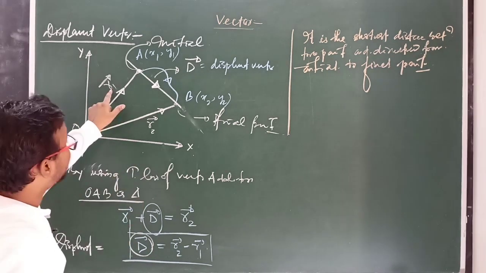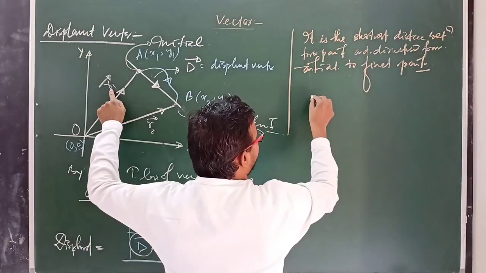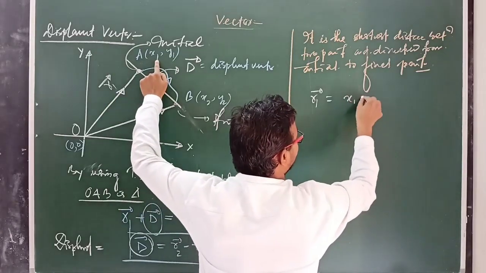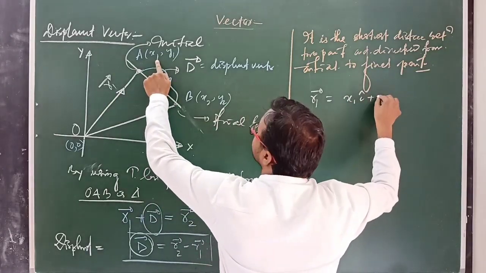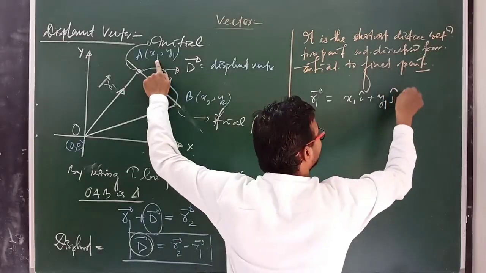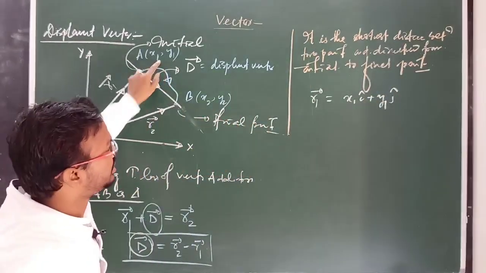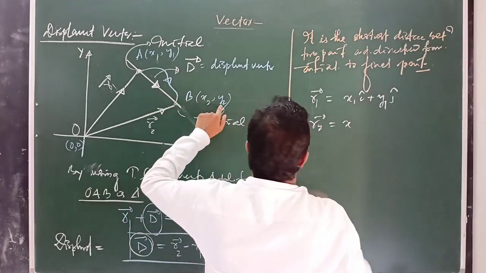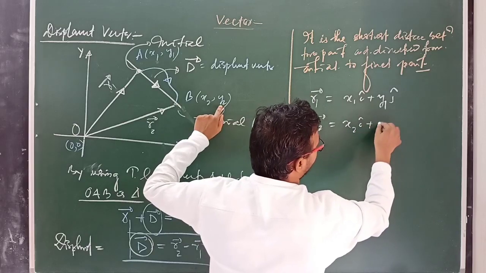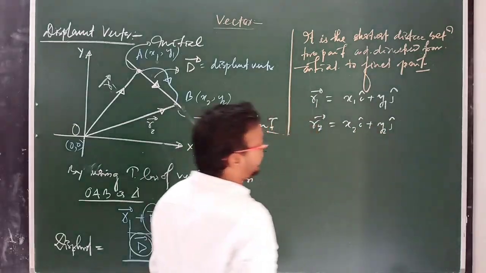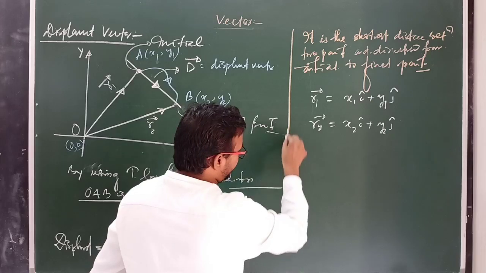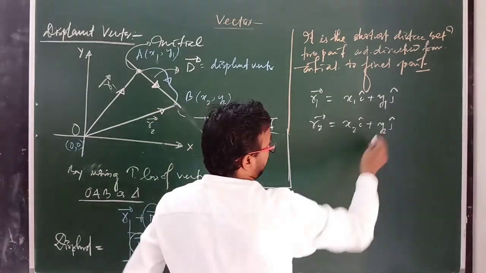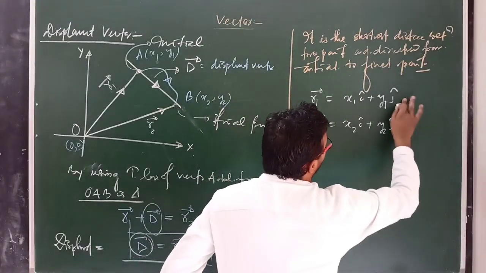Okay. So what is the R1 vector? We already discussed what R1 is. R1 equals x1 i cap plus y1 j cap. Clear? And what is R2? R2 vector equals x2 i cap plus y2 j cap. Now you can represent this displacement vector in unit vector form.